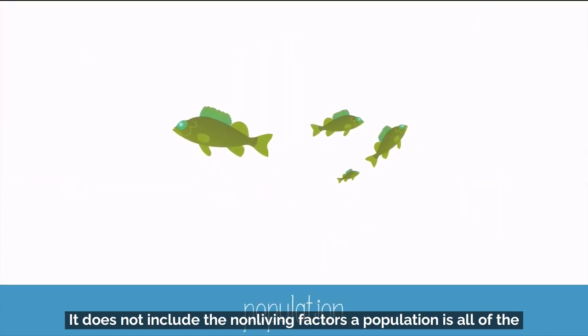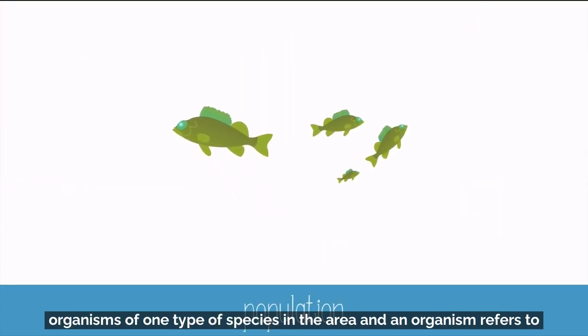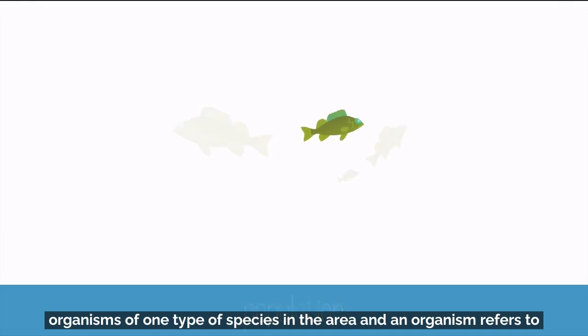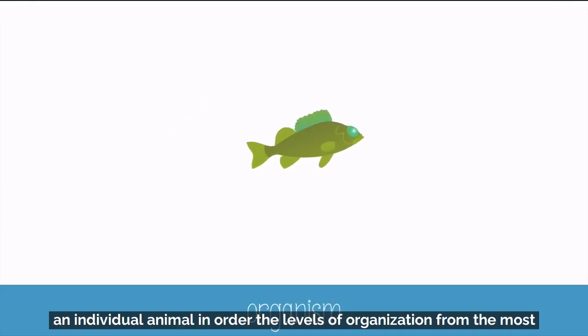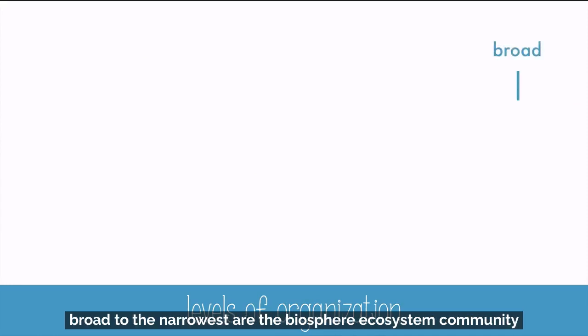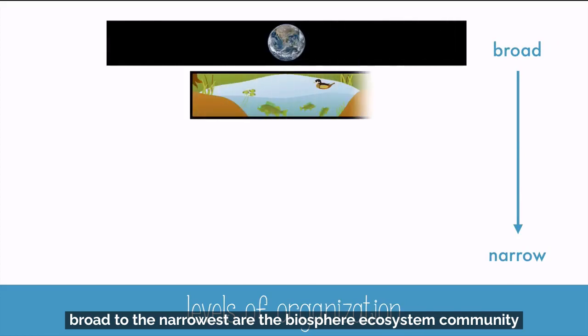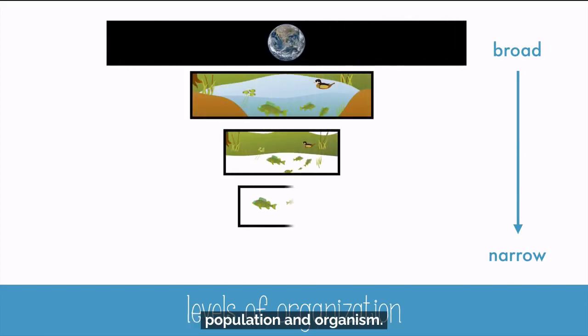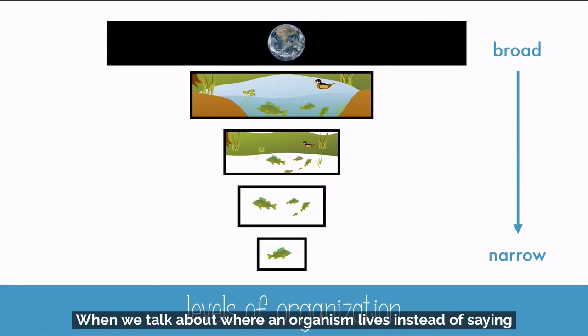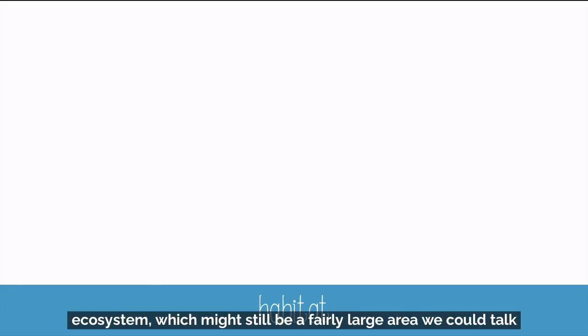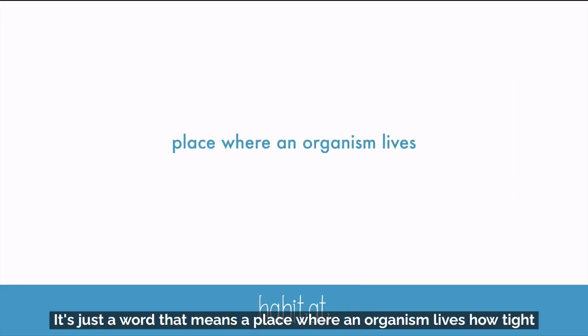A population is all of the organisms of one type of species in the area, and an organism refers to an individual animal. In order, the levels of organization from the most broad to the narrowest are the biosphere, ecosystem, community, population, and organism. When we talk about where an organism lives, instead of saying ecosystem, which might still be a fairly large area, we could talk about its habitat. It's just a word that means the place where an organism lives.